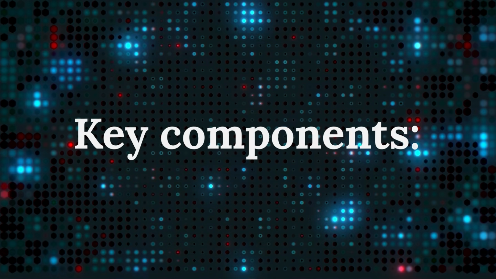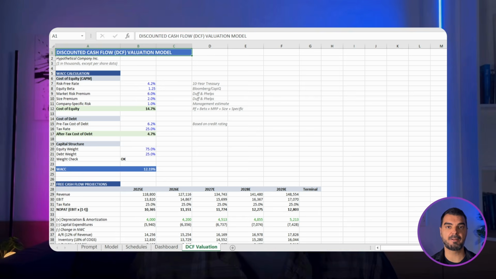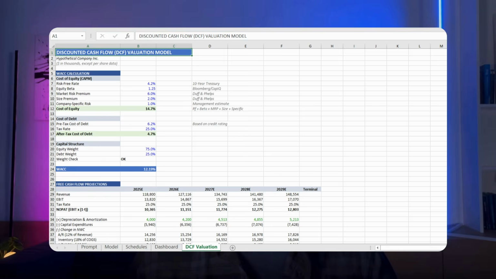Key components. WACC calculation. Claude calculates the weighted average cost of capital using cost of equity from CAPM, risk-free rate plus beta times market risk premium plus size premium, and after-tax cost of debt. You specify the capital structure weights, and Claude does the math. It even cites sources like Damodaran for industry betas.